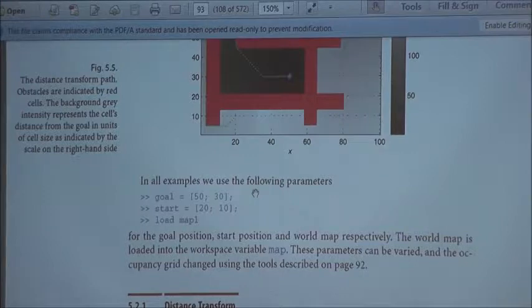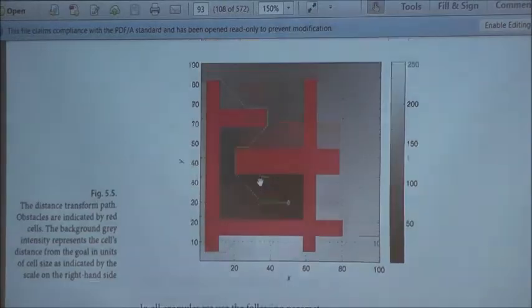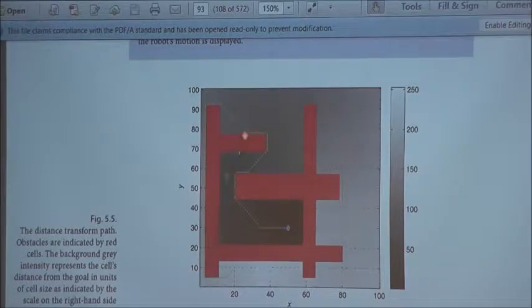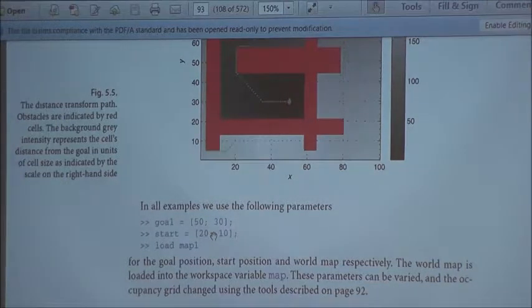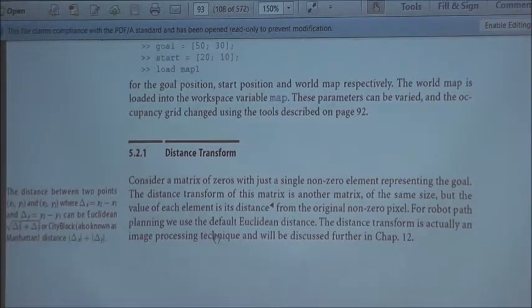And of course, we have used a goal of 50 and 30, which is here, initial 20 and 10, and then when you put the load map, you get this figure already. You will see it later on yourself. Okay.